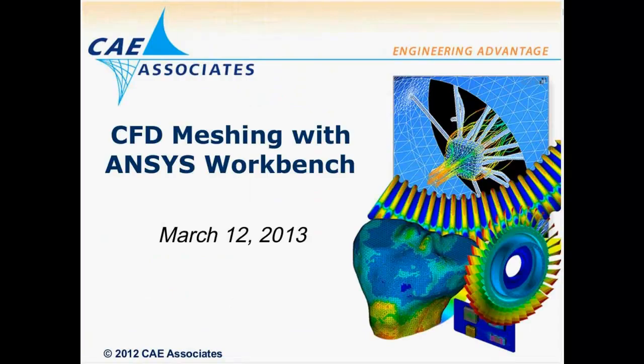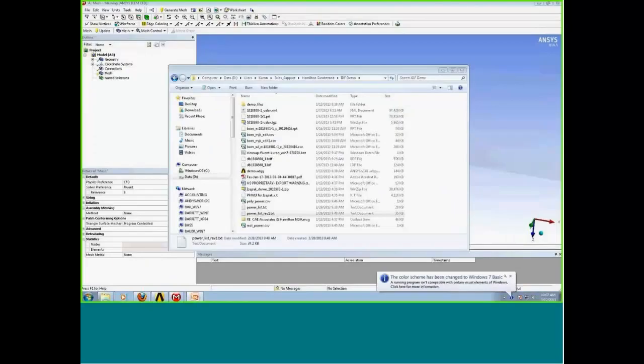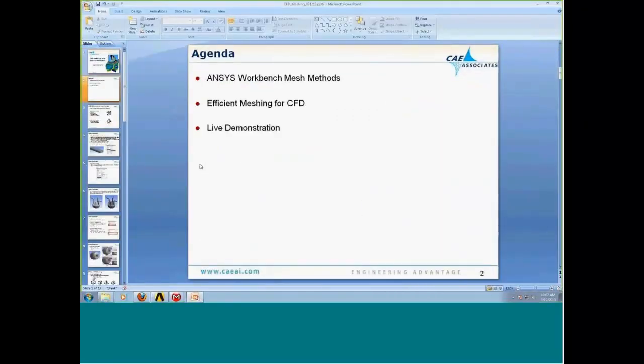My name is Mike Huron, and welcome to the latest in CAE Associates e-learning series. Today we're going to be talking about CFD meshing with Ansys Workbench. So we'll be covering some topics that are particularly relevant for you CFD users out there, and we'll talk about the different mesh methods. And on our agenda, in addition to the mesh methods, is how do we get an efficient mesh? So what is the most efficient way to go about using Ansys Workbench when we're generating a mesh for CFD? And after that, I'll do a live demonstration of the meshing process on a real part.